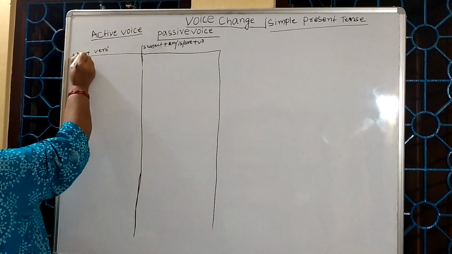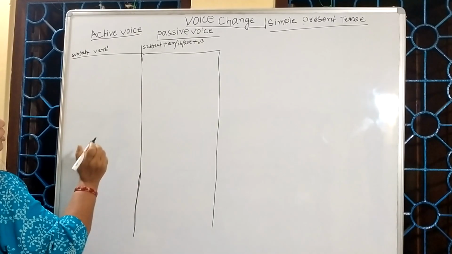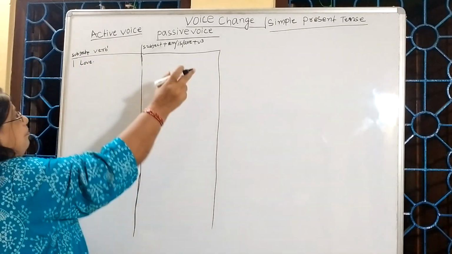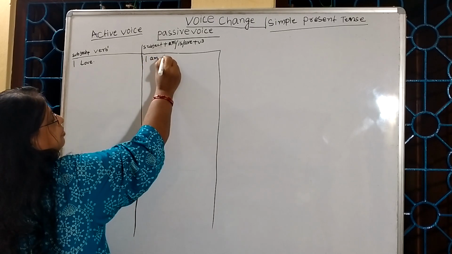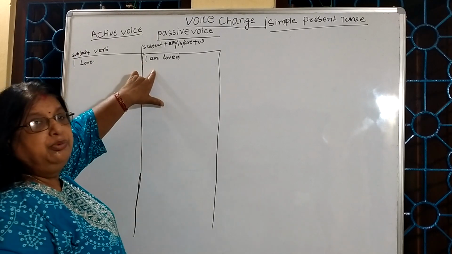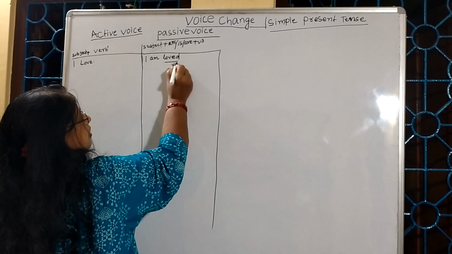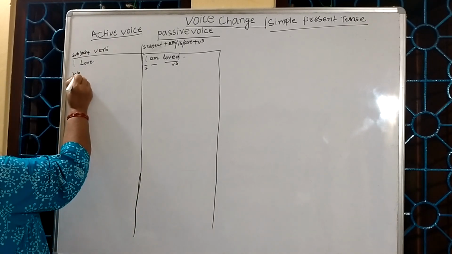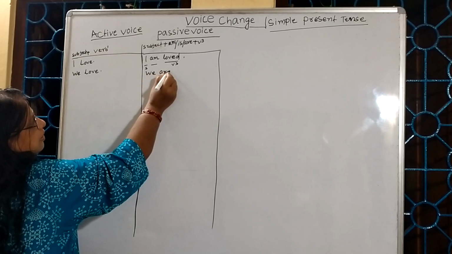Subject plus verb 1. So we will see, I love. In a passive voice, here am is used for first person singular number. I am loved. Here am is used for first person singular number, are and is plus verb 3. Loved is verb 3. I subject, am, I am loved. Likewise, we love, we are loved.